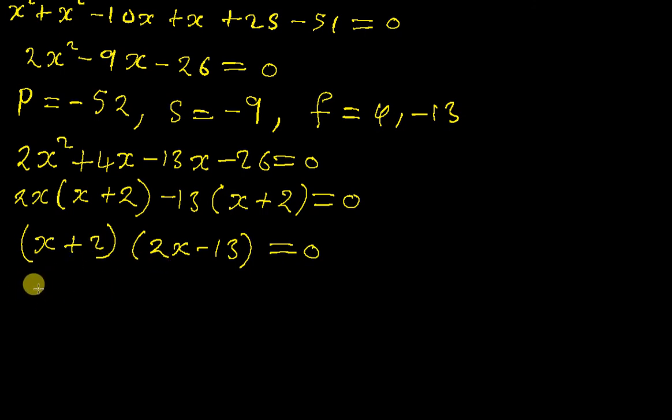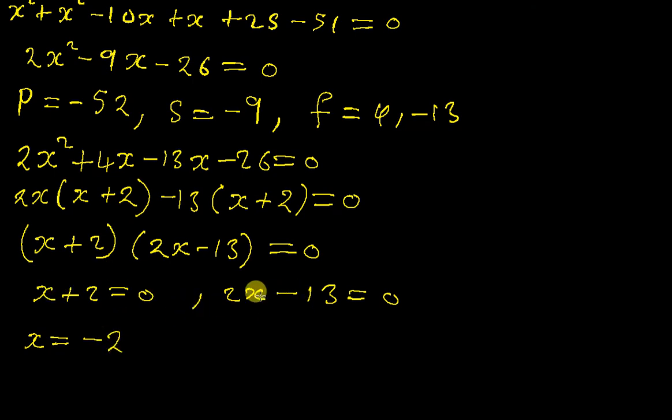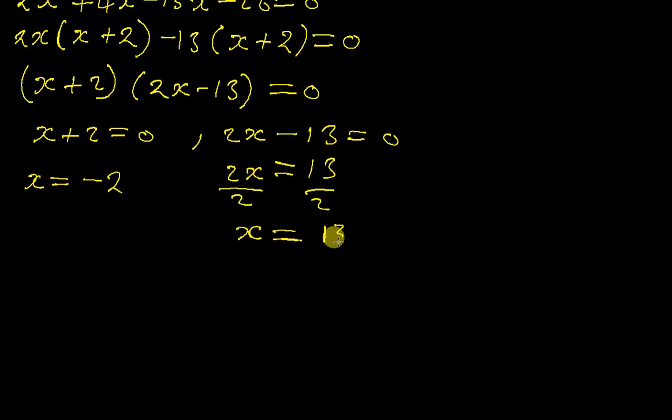So we equate each factor to 0. We have x plus 2 is equal to 0, and 2x minus 13 is also equal to 0. Once we do that, we can make x the subject. So x is equal to negative 2 when it crosses the equal sign. Here we're going to have 2x is equal to positive 13. Then when you divide by 2, the value of x becomes 13 over 2.